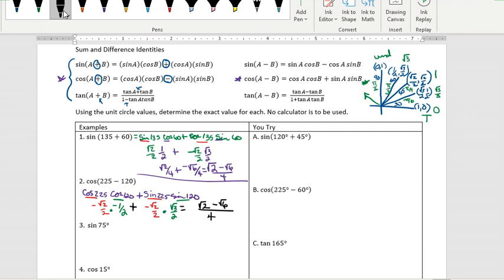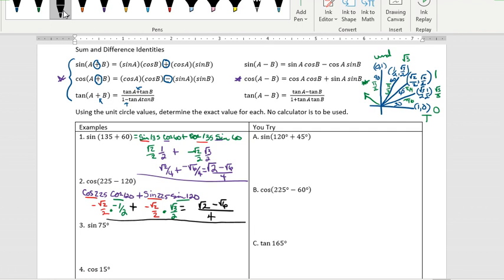We're done. Next thing I'm going to do, and please feel free to do the A and the B over here under the U try. I've got all of these answers posted on It's Learning. So the next thing that I'm going to do is the sine of 75.